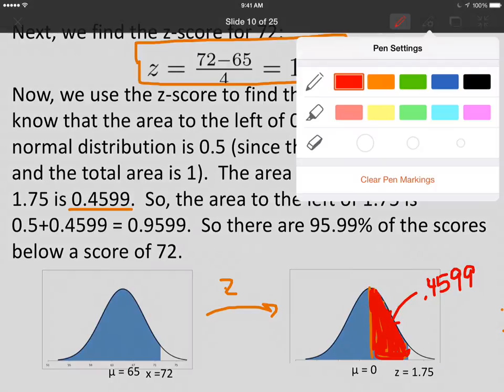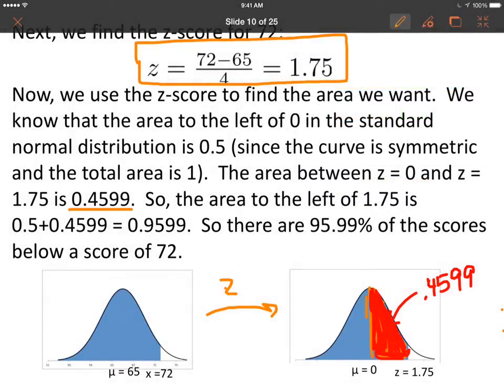And we said last slide that this area here, to the left of the mean, is 0.5. And so if I want the whole shaded blue area, I need to add those together. And so that's what I've done here. All right, so when I add them together, I get 0.9599. So there are 95.99% of the scores below a 72. So you did pretty good, right? You scored higher than 95.99% of the other students. All right?